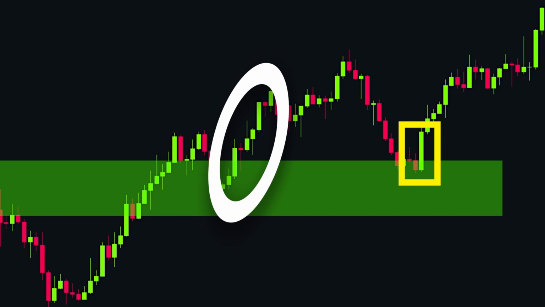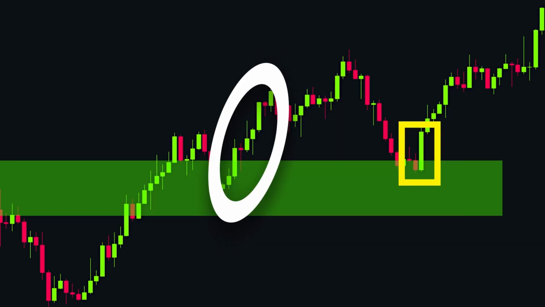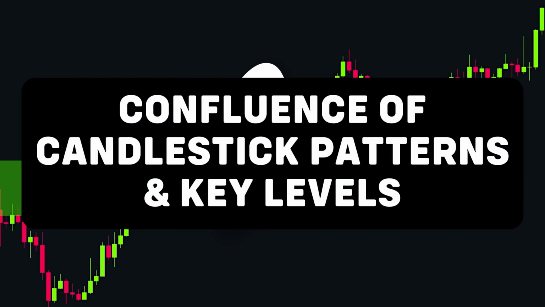So, don't just trade patterns in isolation. Instead, combine them with support and resistance zones, trend lines, or Fibonacci levels for stronger confirmation and better results. Now, let's move on to the strategy. In this strategy, we'll use the confluence of major key levels and candlestick patterns. Let's learn this strategy through an example.